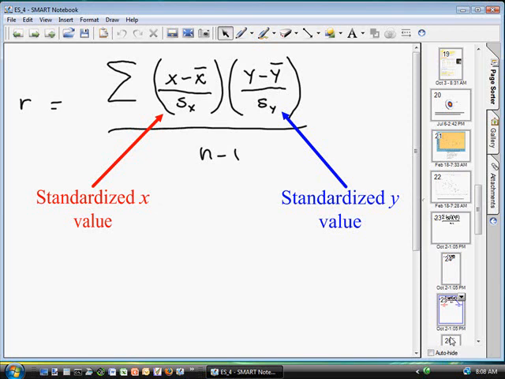So it's saying, tell me how many standard deviations x is above or below the mean. Tell me how many standard deviations y is above its mean. Take those two standardized values, multiply them. Now do that for all the points. Add that all up. Divide by n minus 1. That's your correlation. And remember, if correlation is 1, well, it's perfect. If it's negative 1, it's perfect. If it's anywhere in between, it's imperfect, which is the way it normally is, right? You're not going to have, normally, for a lot of studies, you're just not going to get perfect correlation.